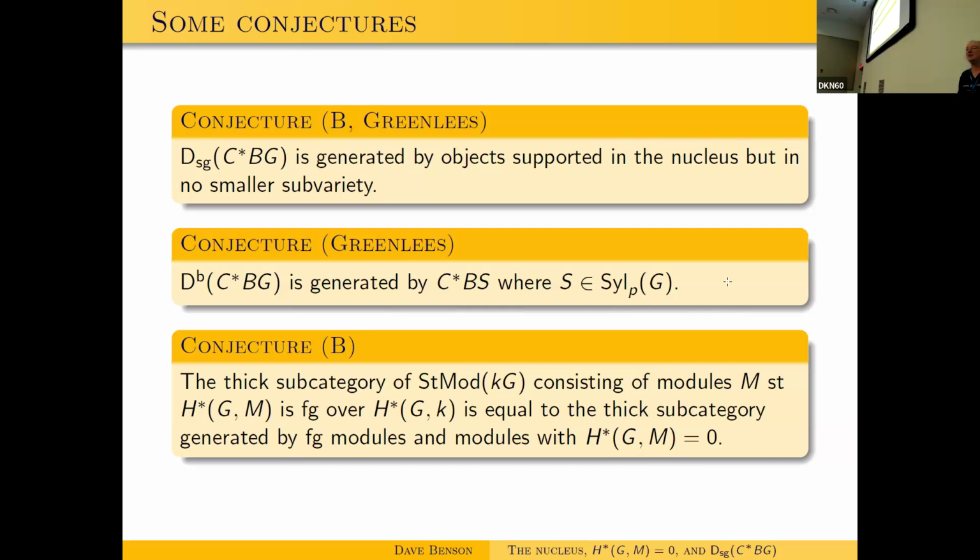And actually, another way of saying it would be the union of the supports of the objects. Well, it's actually hard to say it that way because you have to worry about, never mind. Let's just keep with this version of the conjecture. So there are other ways of defining support in categories like the singularity category, but I won't go into that.